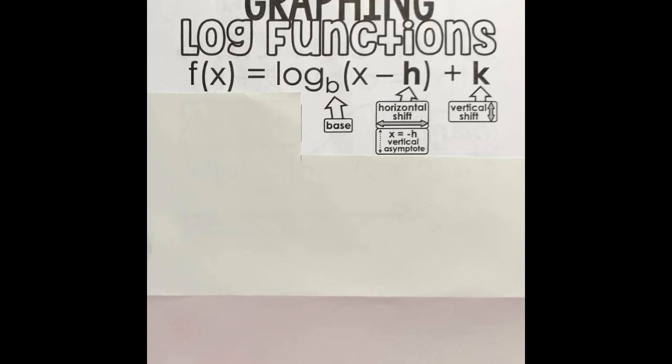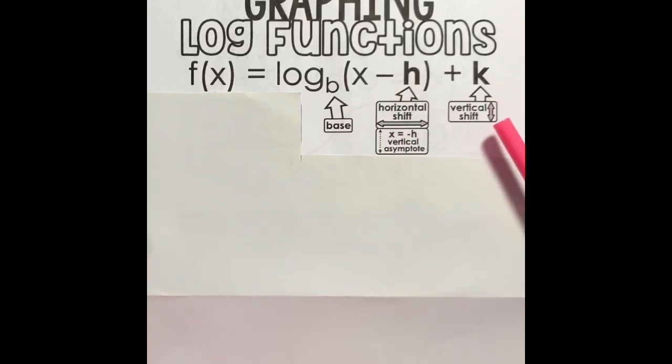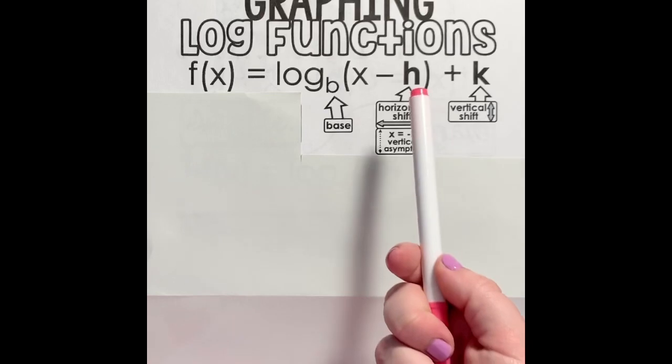So you'll notice that b is still your base, h is still your horizontal shift left and right, and k is your vertical. However, we know that logs and exponentials are inverses of each other. So it only makes sense that because exponentials have HAs, or horizontal asymptotes, logs being their inverse would have a vertical asymptote. And this is going to be with your h.